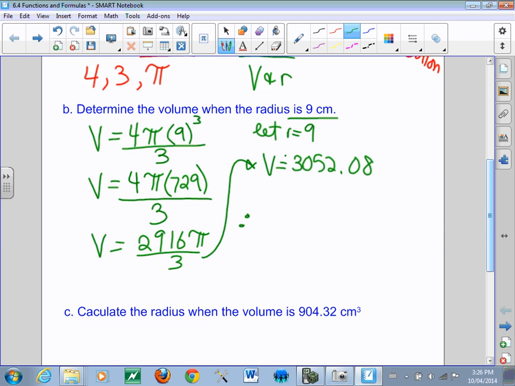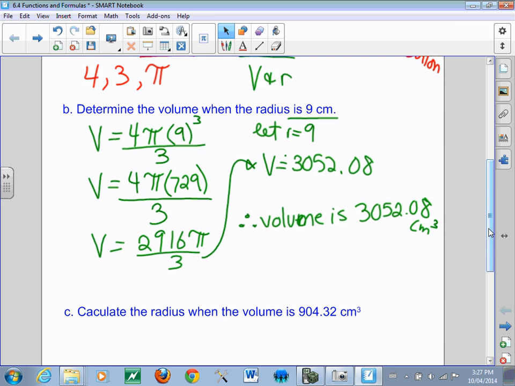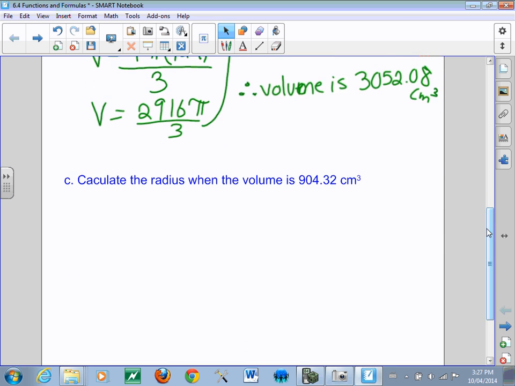So therefore, volume is 3,052.08 centimeters cubed. Don't forget your units there. Just ran out of room on the page, that's why it's down lower. Otherwise, it should be beside it. All right. Moving on, ladies and gentlemen. Last question. Calculate the radius when the volume is 904.32 centimeters cubed. So we're going to work backwards here.